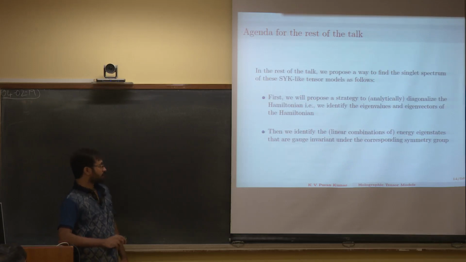So now in the rest of the talk, we propose a way to find the singlet spectrum. We do that in two steps. First, we propose a strategy to analytically diagonalize the Hamiltonian. Then we find which combinations of the energy eigenstates are gauge invariant under the corresponding symmetry group.